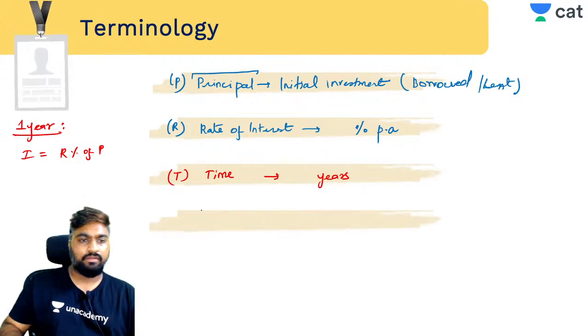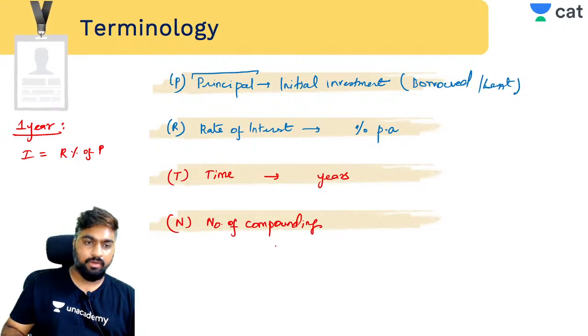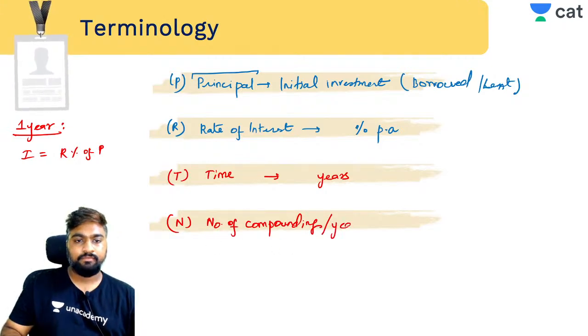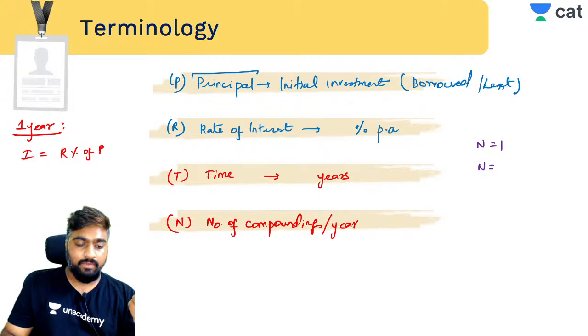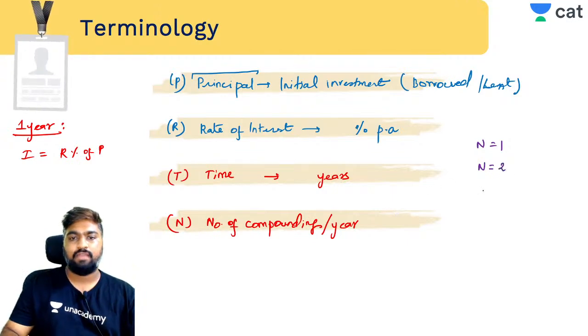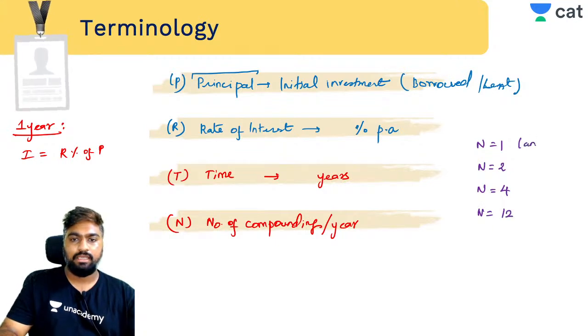Then you have n, that is number of compounding. This will be used in compound interest: number of compounding, how many times it gets compounded per year. If it is annually, then n is equal to 1, because one time every year you compound the amount. If it is semi-annually, that is once every 6 months you compound the amount. What do you mean by compound? Add it back to the principal. n will be 2. If it is quarterly, then n is 4, because in 1 year 4 times you will be compounding. If it is monthly, then it will be 12. So this is annually, this is half yearly, this is quarterly.